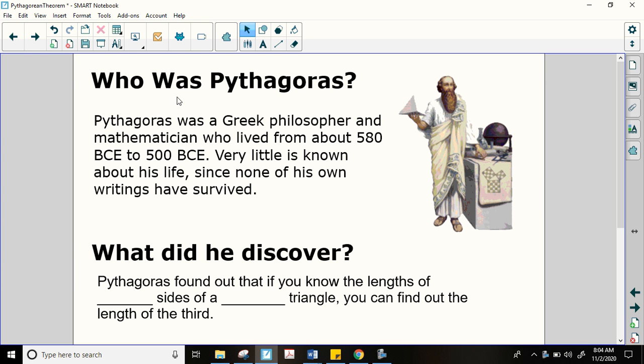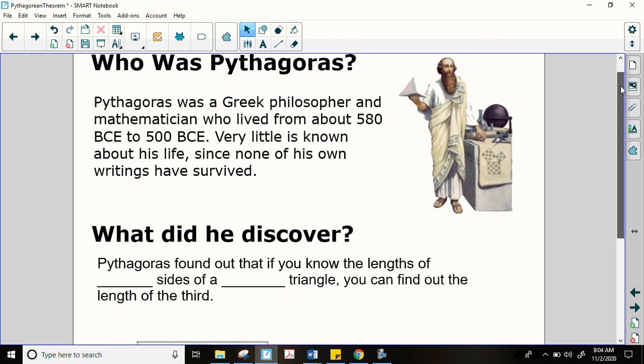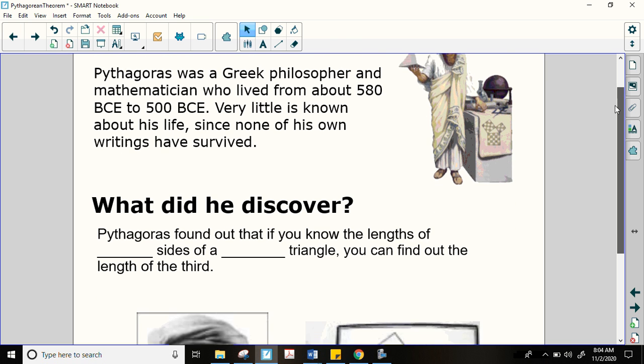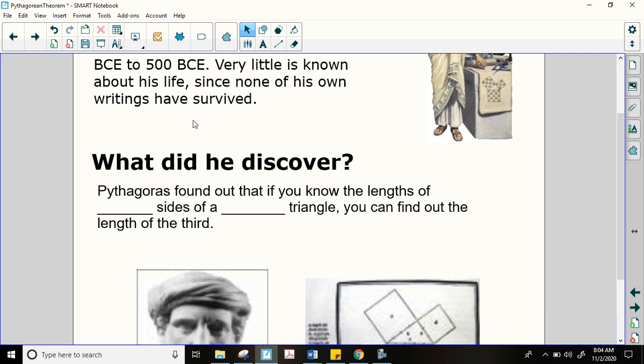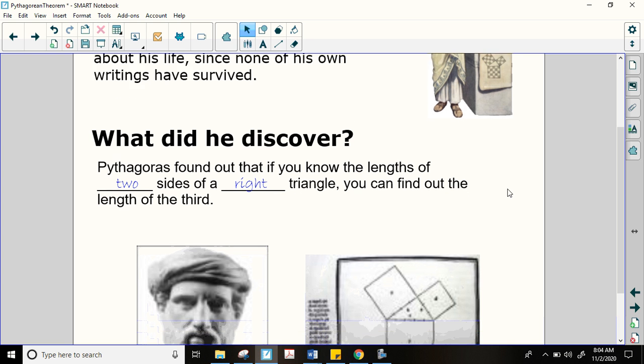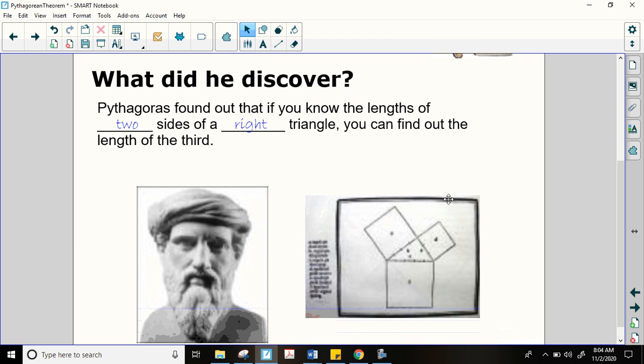So Pythagoras was a Greek philosopher way back in the day. And because there weren't great history records, we don't know a lot about him. But what Pythagoras figured out is that there is a ratio, a comparison that you can make of the sides of a right angle triangle. So he found that if you knew the lengths of two sides of a right angle triangle, you could find out the length of the third side, whether it was the hypotenuse or one of the legs.